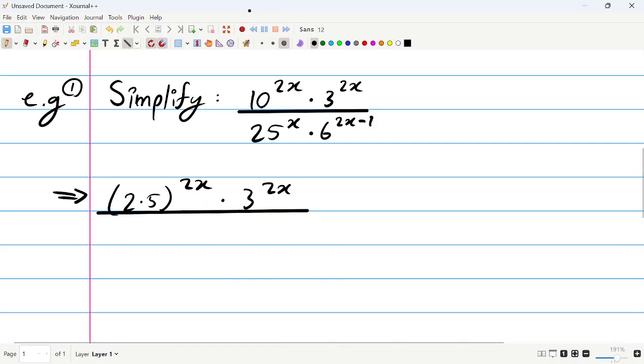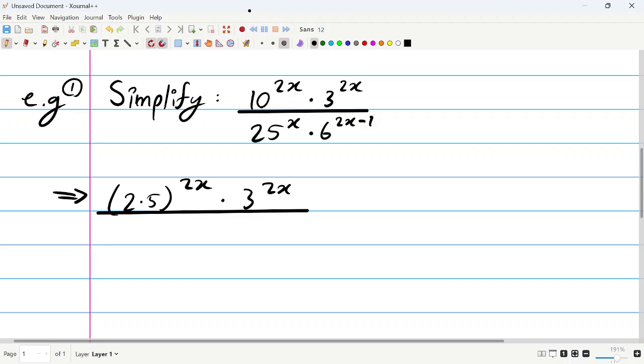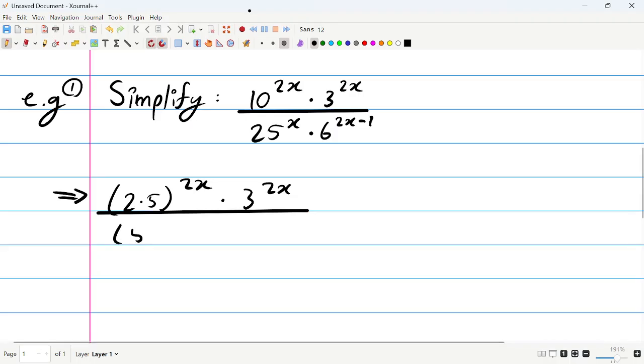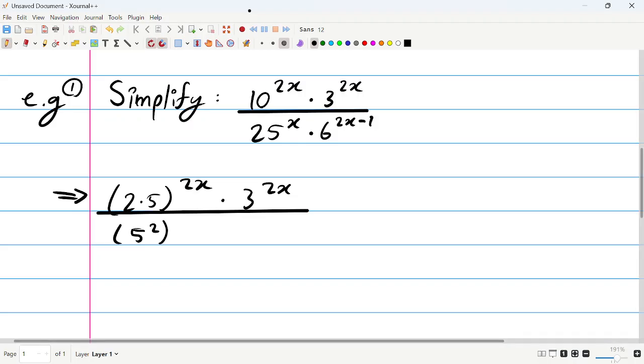Okay, and then we're going to say this is all divided by 25. 25, what is its prime factors? Now notice that in order for us to get 25, if you do put it in the calculator, you are going to get 5 raised to the power of 2, right? Because 5 multiplied by 5 gives you 25. And this is raised to the power of x because that is our exponent outside, okay?